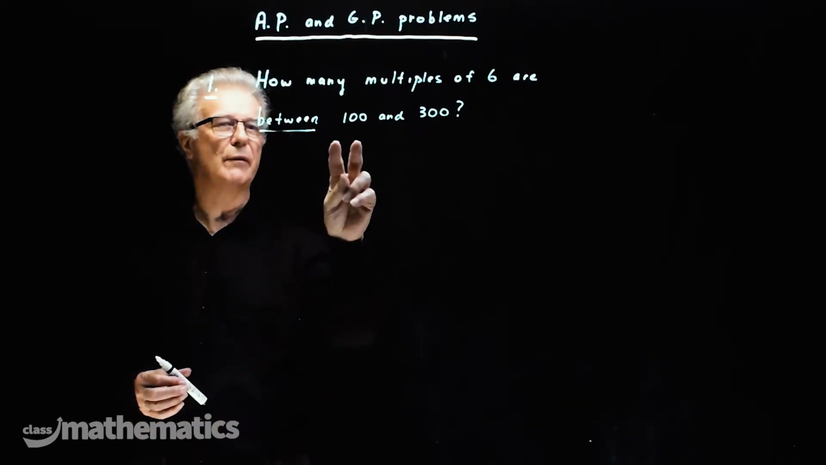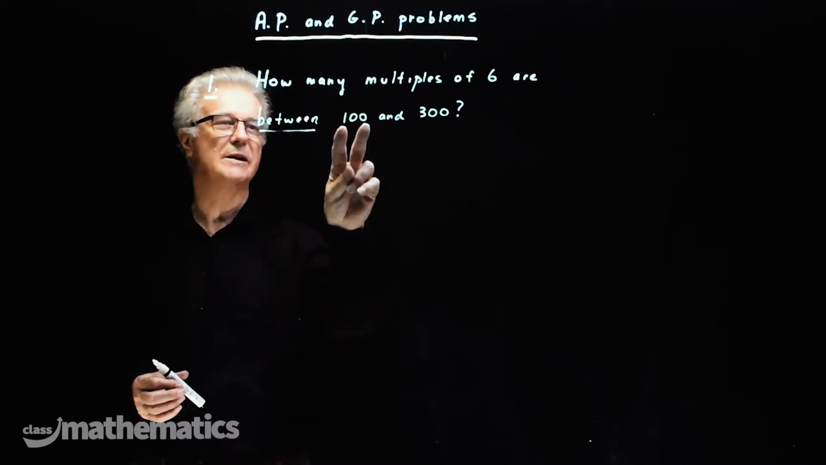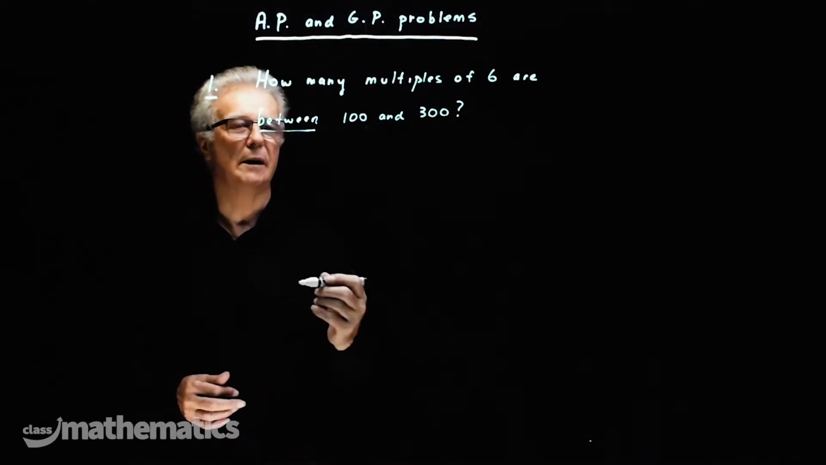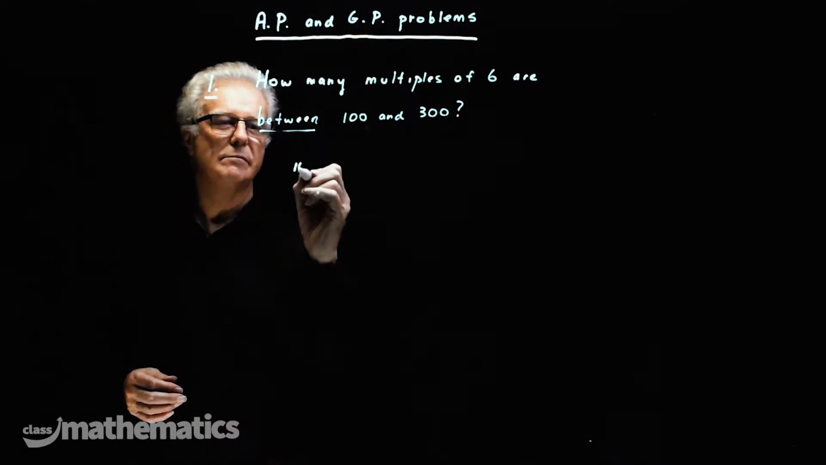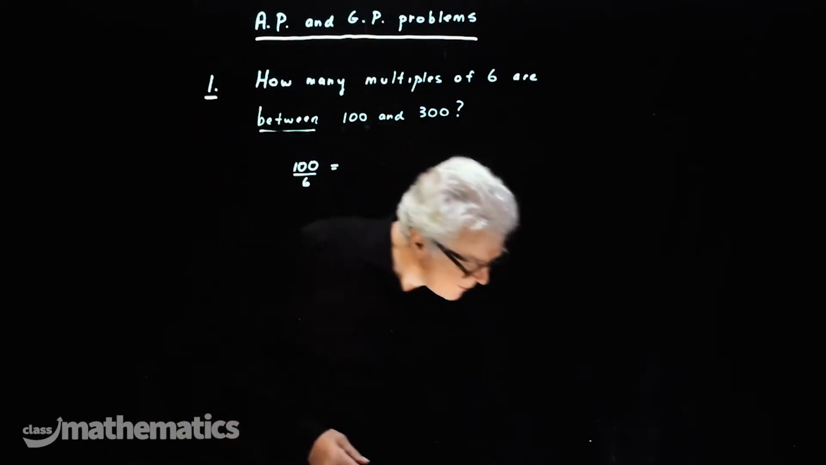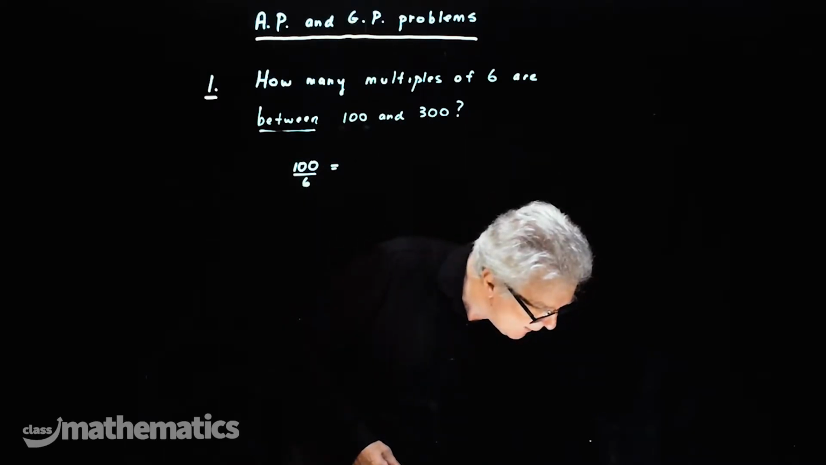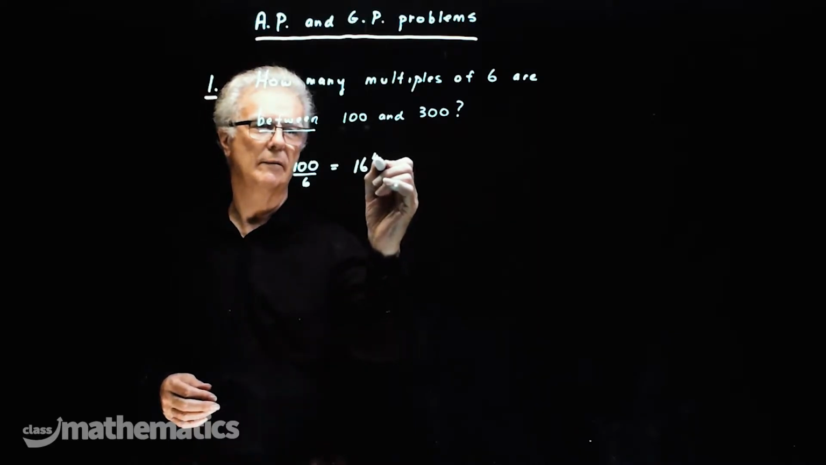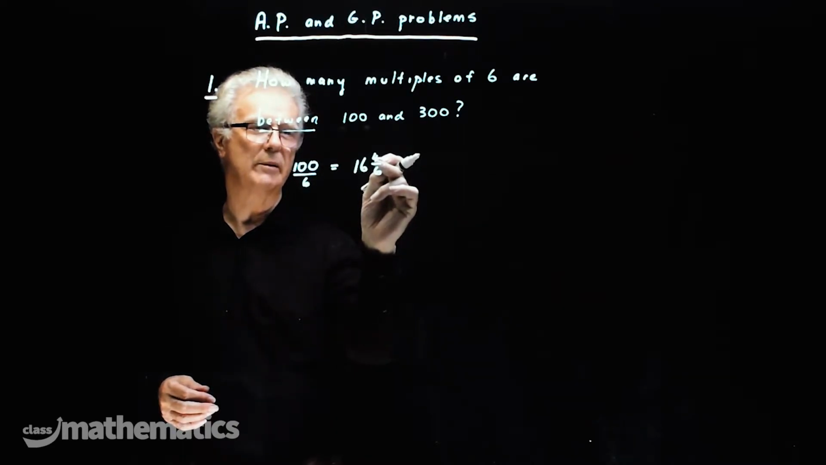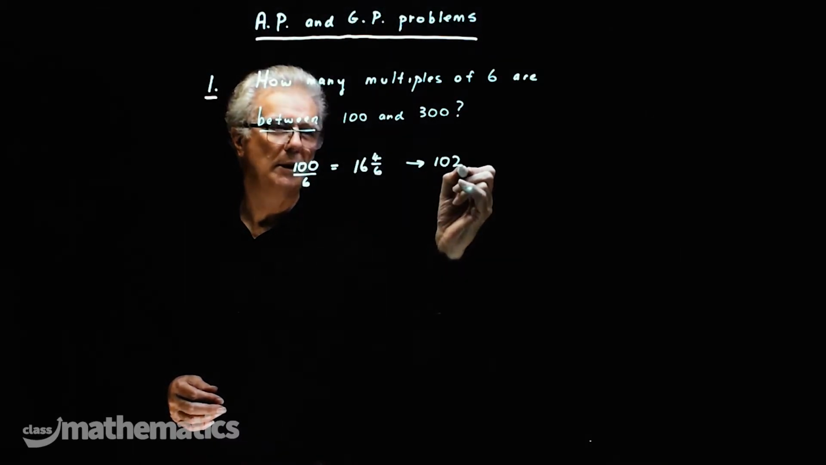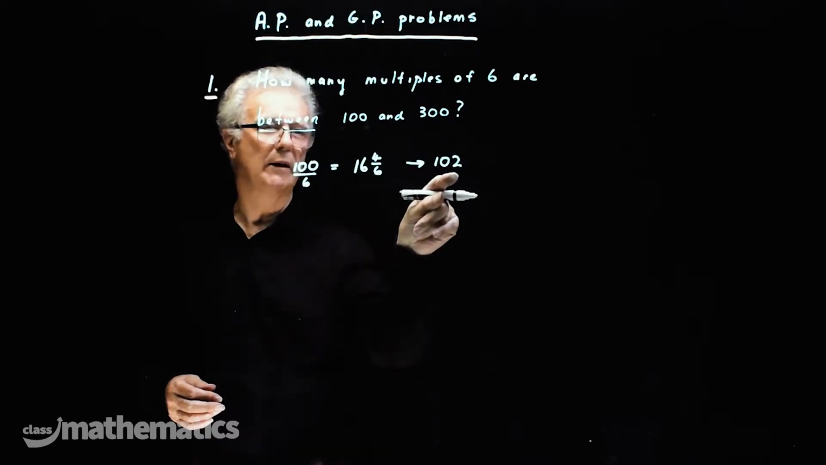Now, first of all, we need to find the first term that's a multiple. Now, 100 is not a multiple, right? So we need to work out which one it is. Okay, so if I go 100 divided by 6, I'm going to get 16 and 4/6. So that's a little bit short, isn't it? So we need a bit more. The number we're after would be 102, because 6 will go into 102 evenly.